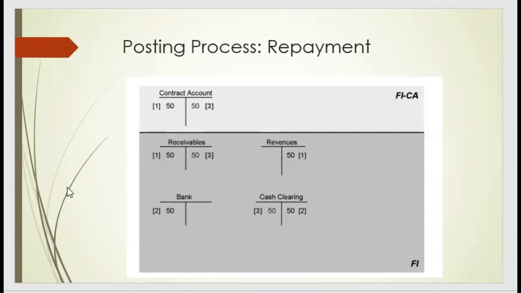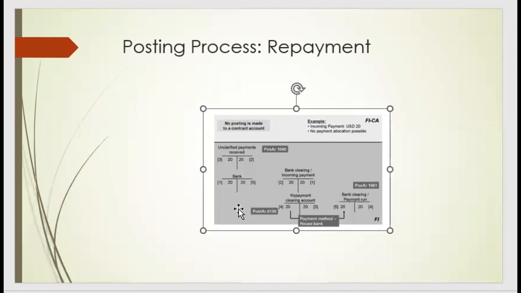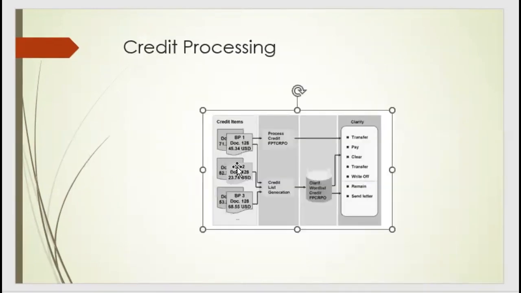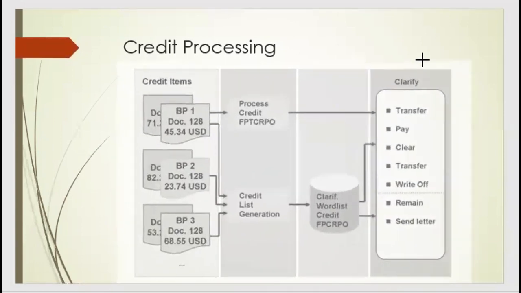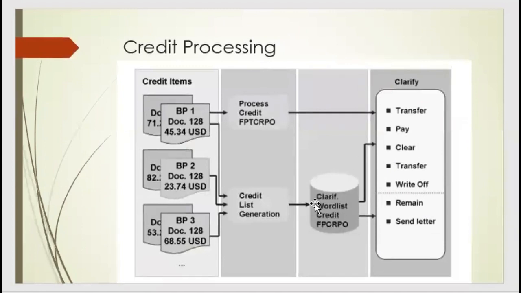But there are different ways of posting. We'll study what the incoming ways of posting or repayment are. That is a simple posting. Good, but let's move on. Whatever we are doing during the clearing control and repayment, we have a clarification worklist for that. Against all these BPs, we have the document and the amount, and they come to our list, the credit list is generated. And then we have our clarification credit details.